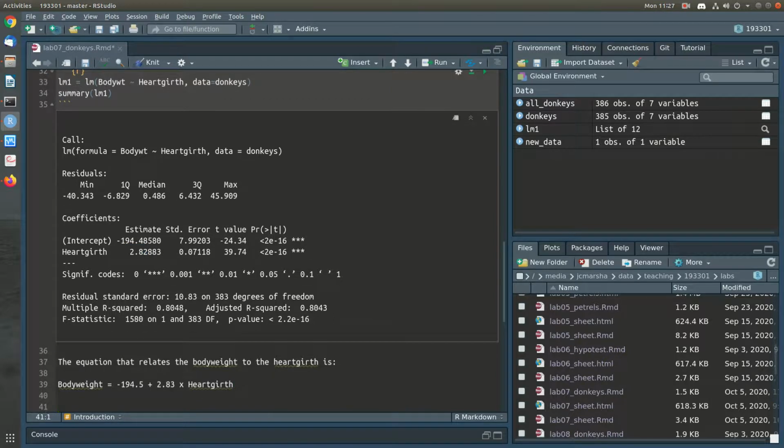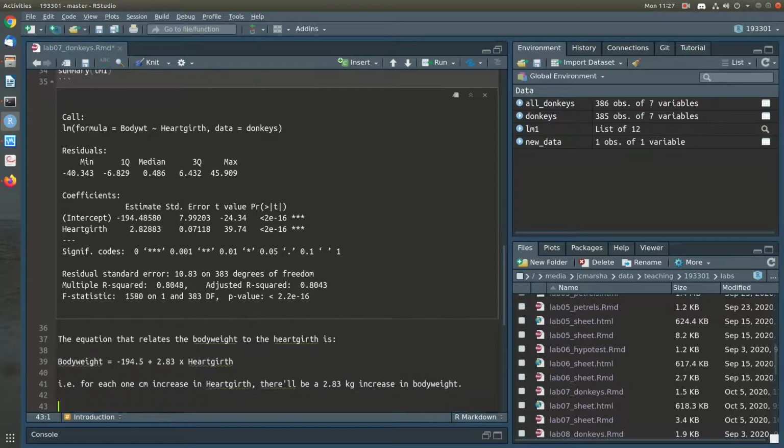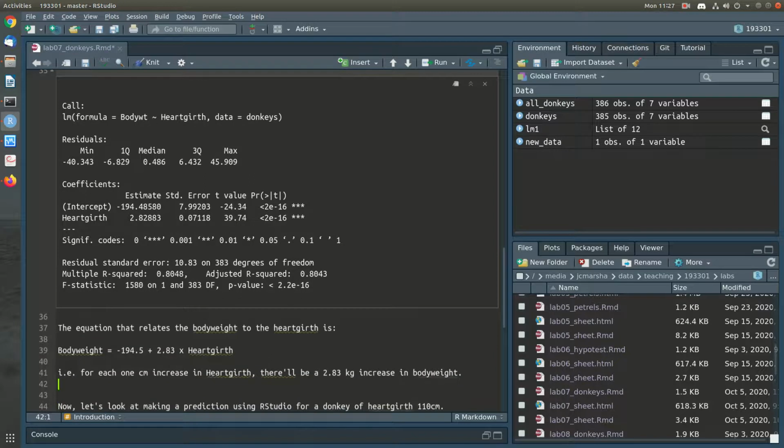So let's interpret this a little bit. For each 1 unit increase in heart girth, there'll be a 2.83 increase. The units are centimetres, so for a 1 centimetre increase in heart girth, there'll be a 2.83 kilo increase in body weight. So that's what the 2.83 means.